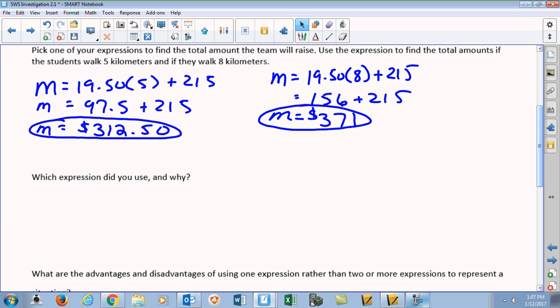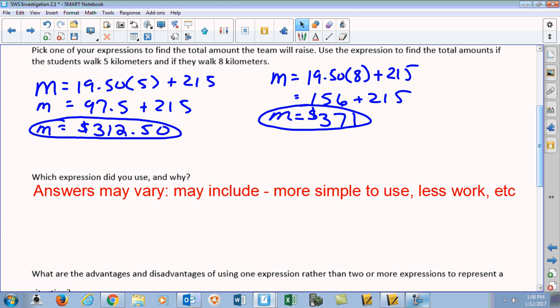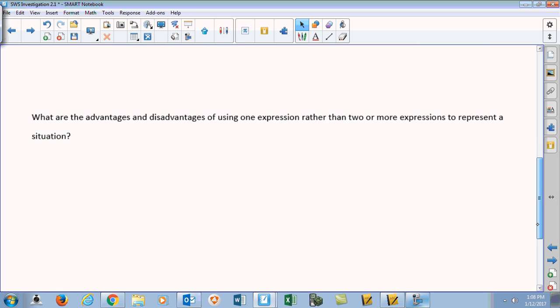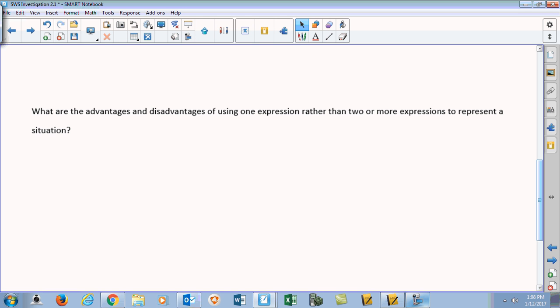So which expression did you use and why? Well, I picked the shorter one because it was more simple to use, less work. And that's usually probably going to be the case when you talk about using the equation. Obviously, use the simple one. Work smarter, not harder. So when we wrap this up here, what are the advantages and disadvantages to using one equation rather than two or more equations or expressions to present a situation?